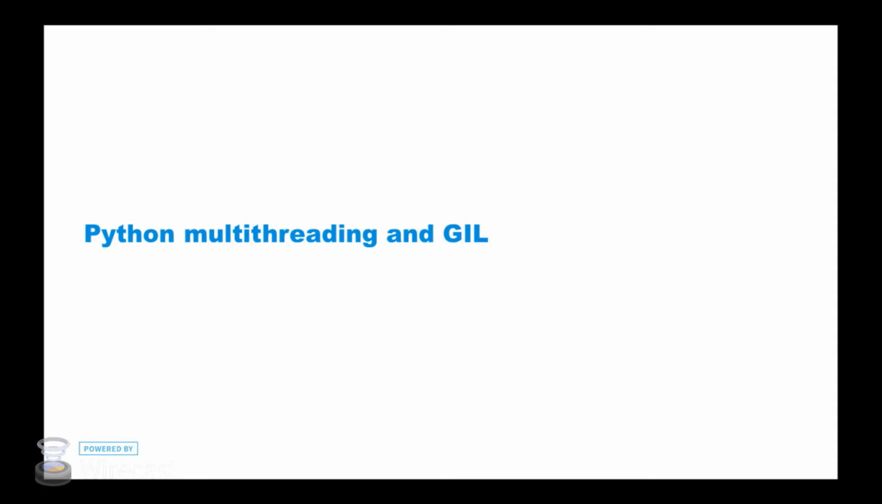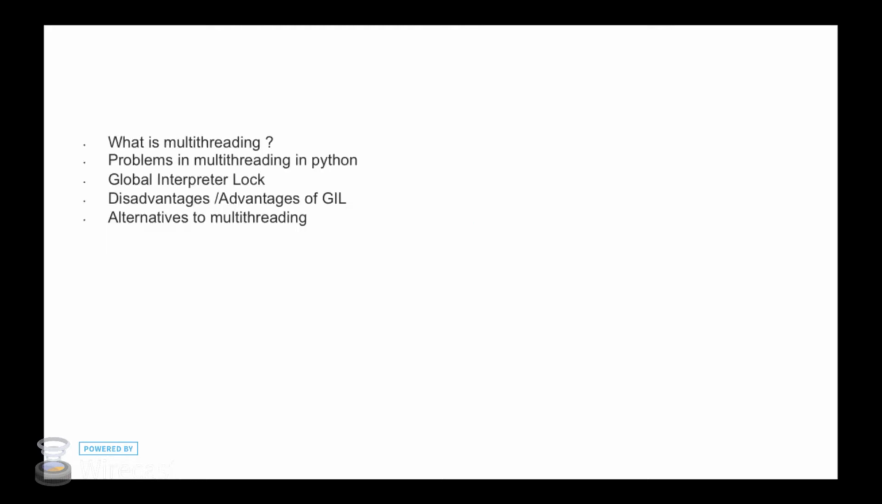There should be something else, because with a normal thread, in C scenarios, you just start the stream and it plays out in the background, and I can go ahead and do my testing on the main thread. But this was not happening. That's when I found out about this GIL. So feel free to give your inputs or questions. The topics I'm covering today are: what multi-threading is and the problems with multi-threading in Python, what the global interpreter lock is, the advantages and disadvantages of the GIL, and the alternatives to multi-threading.